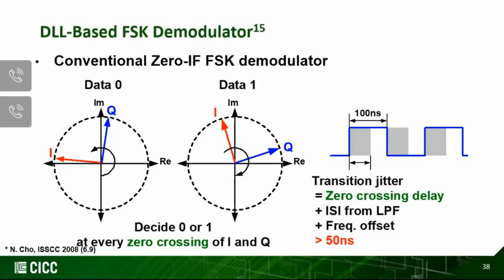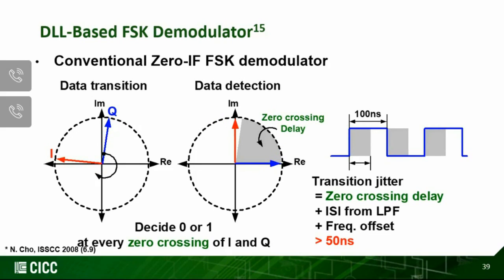For example, when the data transition happens at this moment, you have to wait until the next zero-crossing, which results in a large transition jitter, and we have to avoid this.